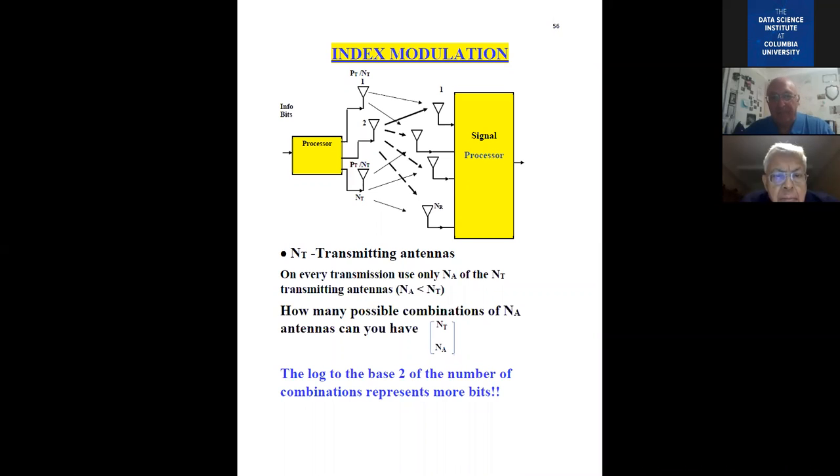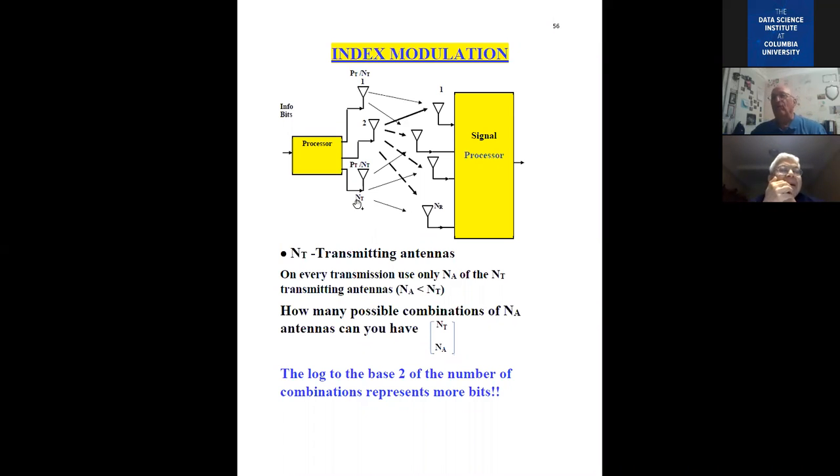What we do over here is we have, again, NT transmitting antennas on this side, but we don't use all of them. We only use NA of the NT. And if you take a look at this, how many combinations can you have of NA? Suppose this is 8 and this is 3. How many possible combinations can you have of 3 antennas if you originally had 8 antennas here? How many different 3 antenna combinations can you have here?